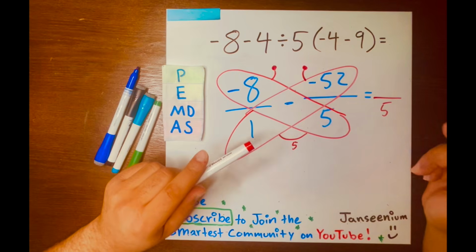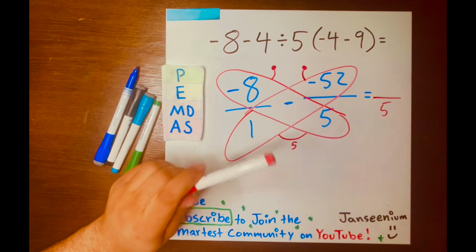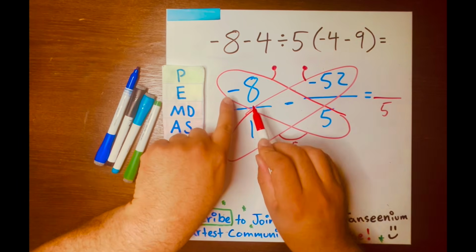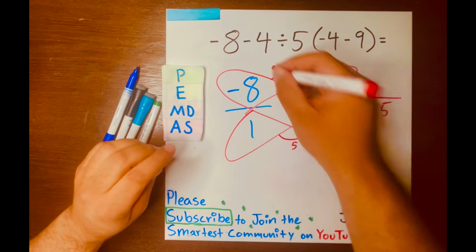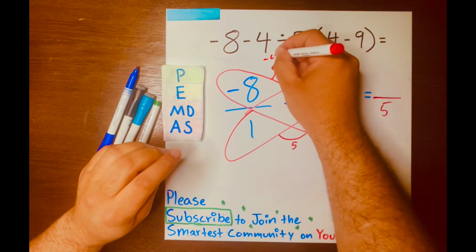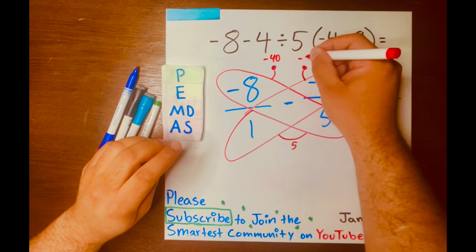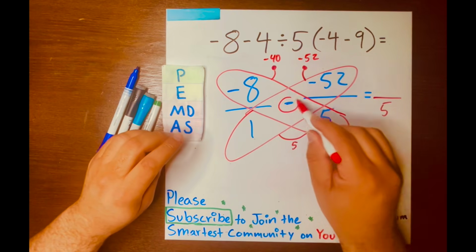Yes, there is a mixed number answer to this tricky math problem because looking at this, I know the answer is going to be an improper fraction. So let's start solving this part of the math problem. Negative 8 times 5, it's negative 40. And 1 times negative 52 is just negative 52. And now we subtract those two numbers.